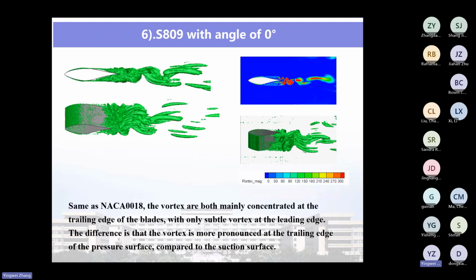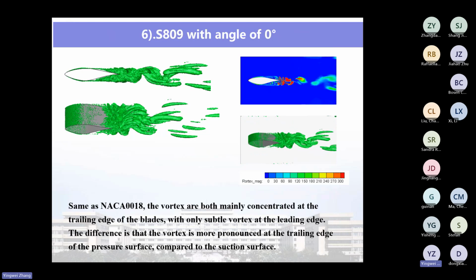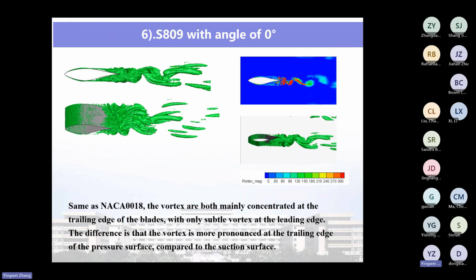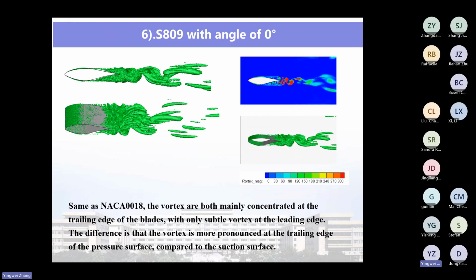For the S809FL, vortices are mainly concentrated at the trailing edge of the blade, with only subtle vortices at the leading edge. The difference is that the vortex is more pronounced at the trailing edge of the pressure surface compared to the suction surface. This is because this FL is asymmetric and the pressure surface is concave.